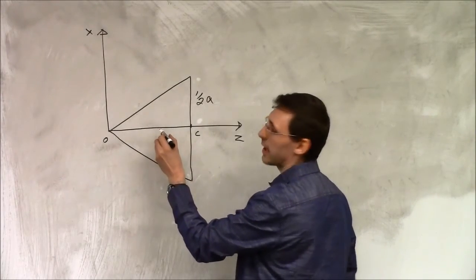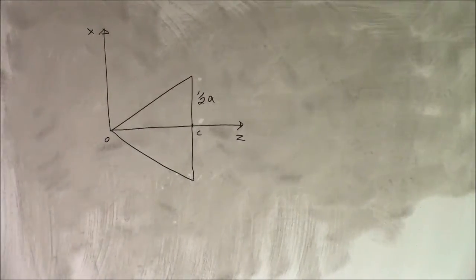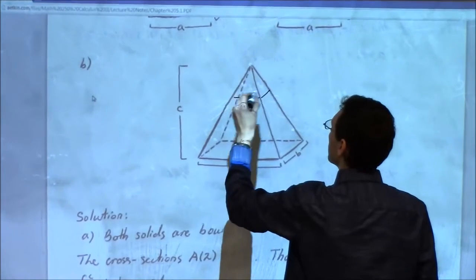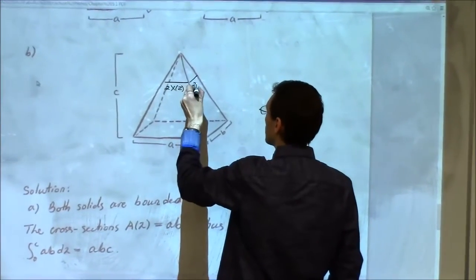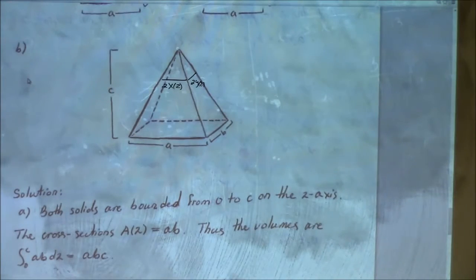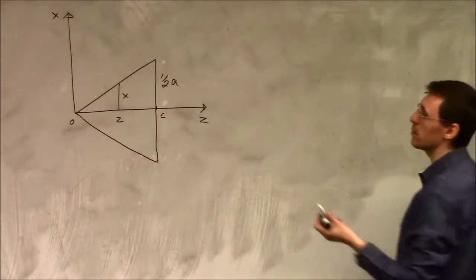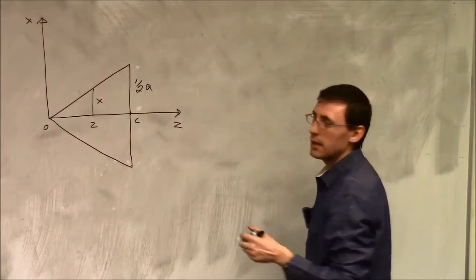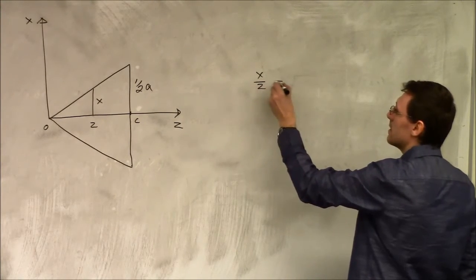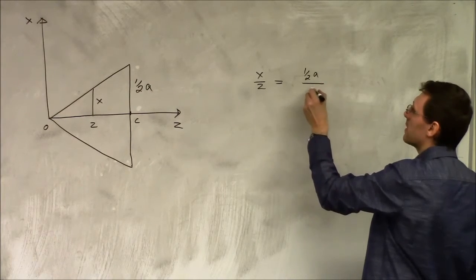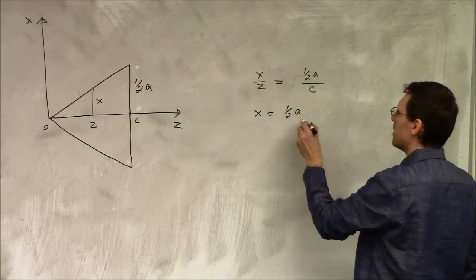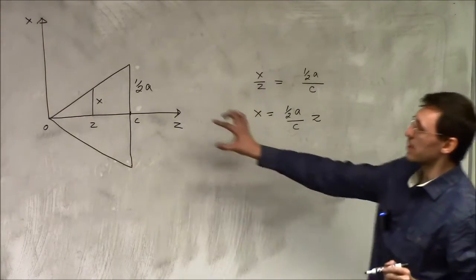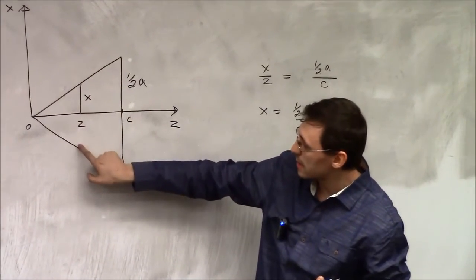So then I need to figure out the cross-sectional area at any given point. Let's say I move from here, this is my x of z. I'm actually going to label it as 2x of z and this as 2y of z, and the area is the product of those. Why label it as 2? Suppose I pick a z, so if this is z, this is x. I see two triangles that are symmetric. So x divided by z is the same as one half of a divided by c. Do you agree? So x is equal to one half a over c times z. Now, I don't need x, because x is just one segment. I need to double that segment to get the other part.